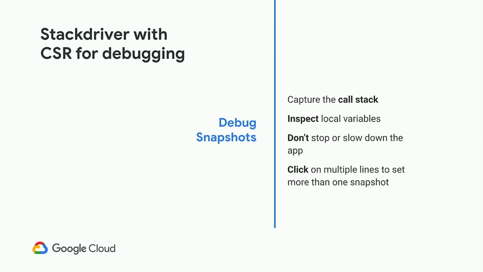And this is where Stackdriver's debug snapshot provides you details. It captures the entire call stacks. It inspects the local variables. In fact, to do this, you do not even have to slow down or stop your app. And the best part is, once you select the lines on which you want to set up these debug snapshots, all your running instances of the app can start automatically capturing these debug snapshots.